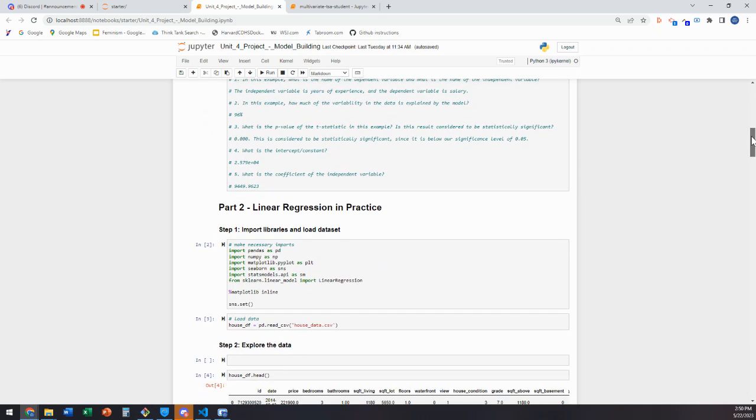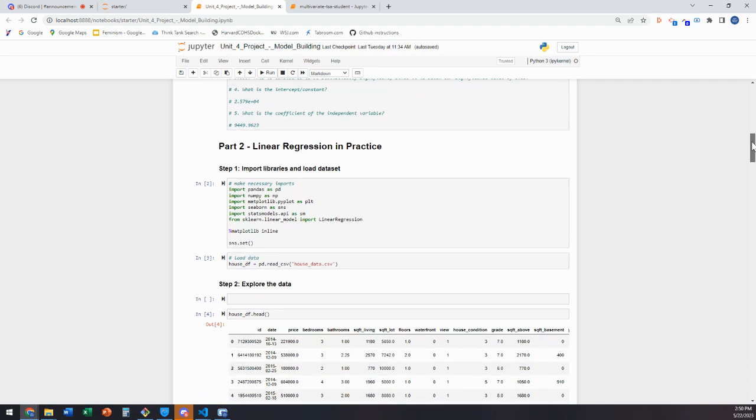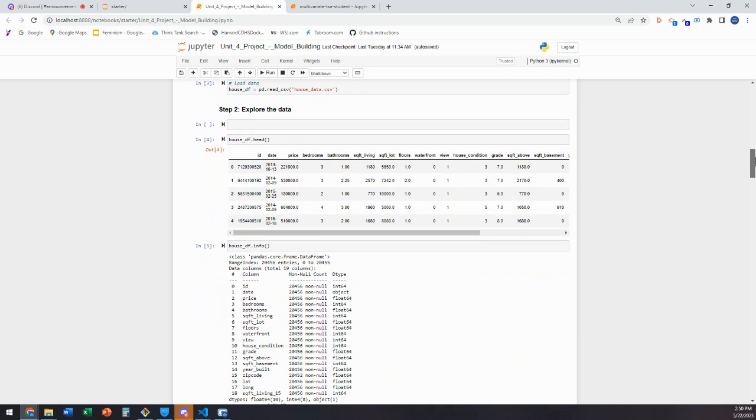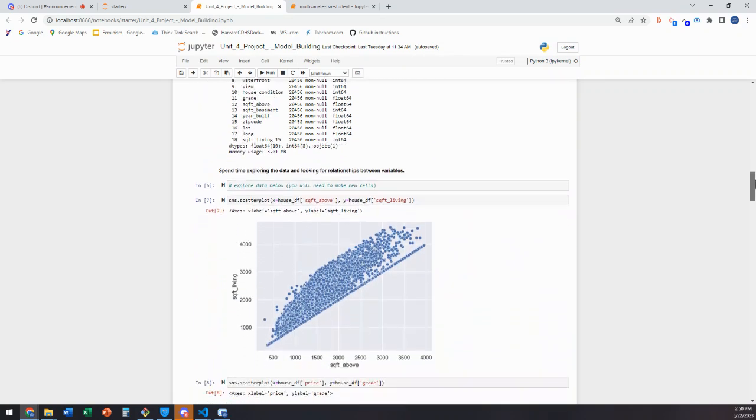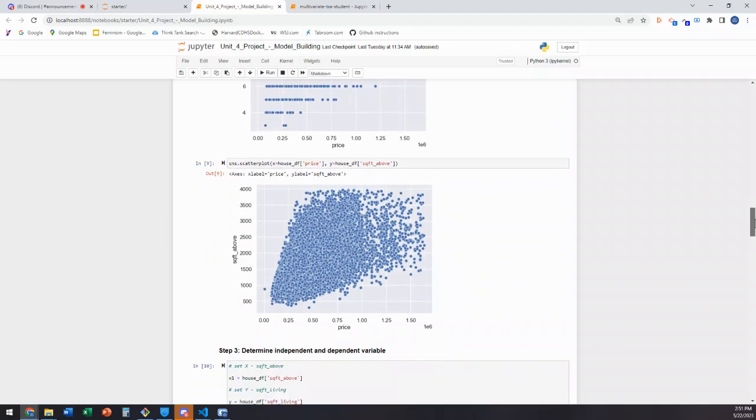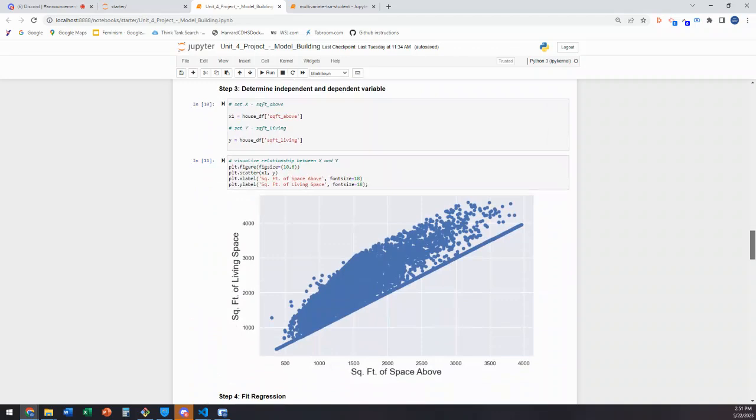Then right here we put linear regression into practice. We import the necessary libraries and dependencies, we load the house data CSV, and right here we can see the first 5 values and information about what each of the data types are. And we explore relationships between variables. We see square feet above and square feet living have a strong correlation. Not so much, though, for price and square feet above, or square feet above and square feet of living. And therefore, we have square feet of space above as our independent variable and square feet of living space overall as our dependent variable.